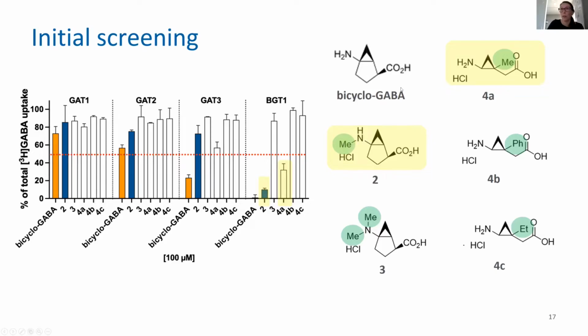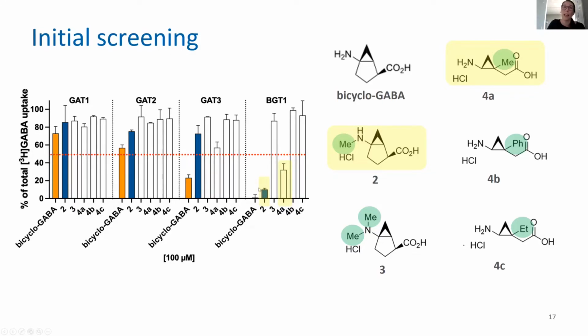methyl at the nitrogen of our bicycle GABA derivative actually showed some inhibitory activity. So what you see here is the different compounds on the x-axis. We tested them initially at 100 micromolar, and then we have the uptake of GABA. And so the more inhibition we have, the more potent our compound is. And we chose a cutoff of about 50% for selecting potent inhibitors.